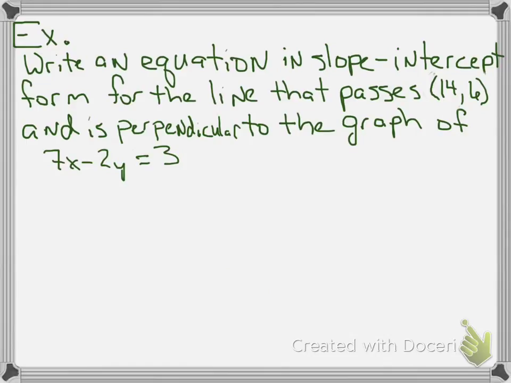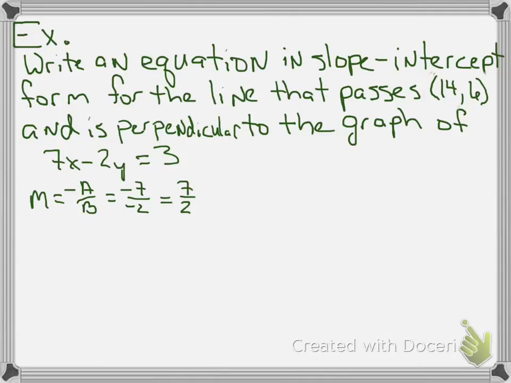Okay, the next one says write an equation in slope-intercept form for the line that passes through (14, 6) and is perpendicular to the graph of 7x minus 2y equals 3. Again, before you do anything else, you have to find the slope. Find the slope of this line, then you can worry about the perpendicular. Now, the slope of this line is, again, negative a over b, which means negative 7 over negative 2, which is positive 7 over 2.